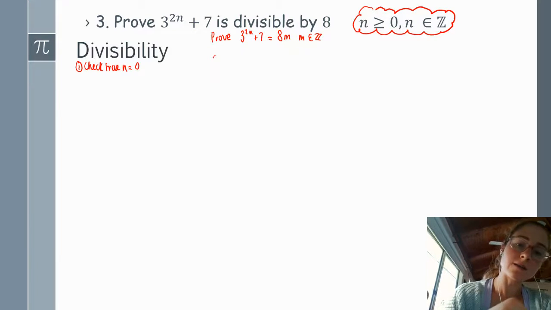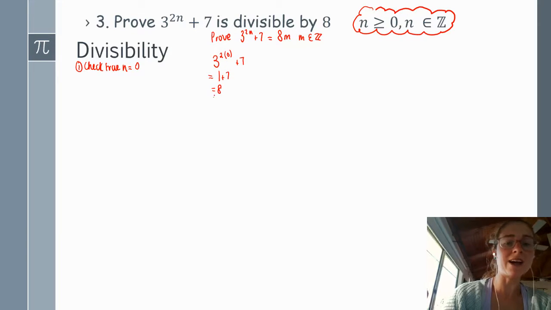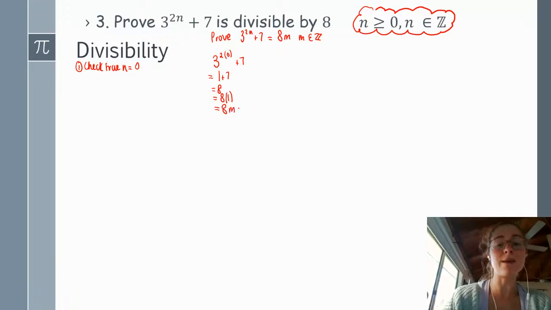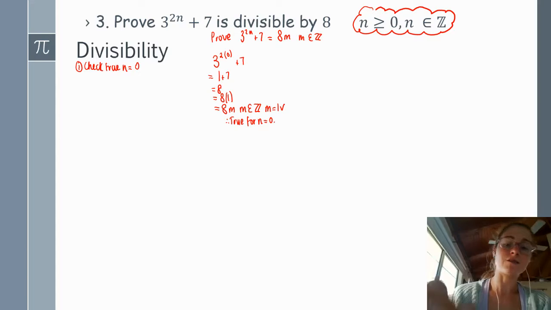So let's check. 3 to the power of 2 times 0 plus 7, well, anything to the power of 0 is just 1. 1 plus 7 is equal to 8. Now 8, I'm pretty sure, is divisible by 8. Hey, this is the form 8 times 1, or 8 times m, where m is within Z and m is equal to 1. So it is true for n equals 0.